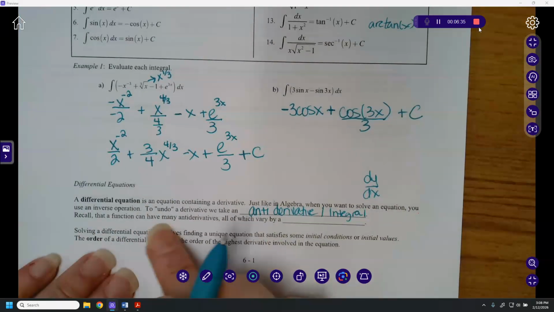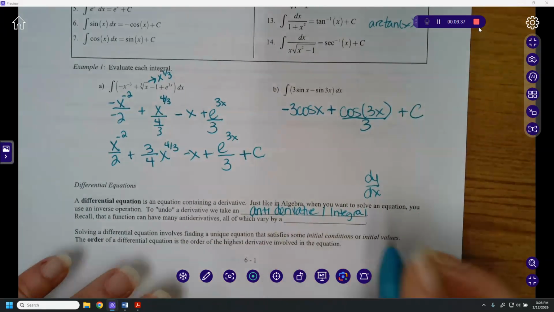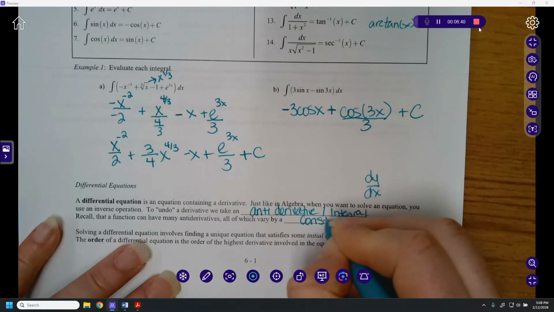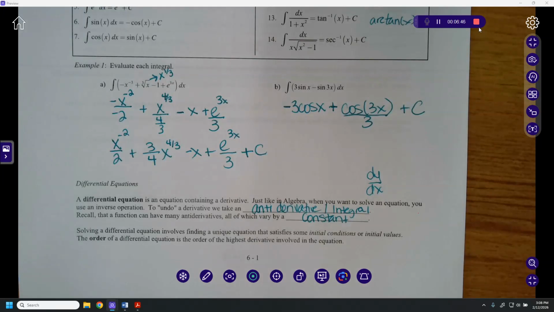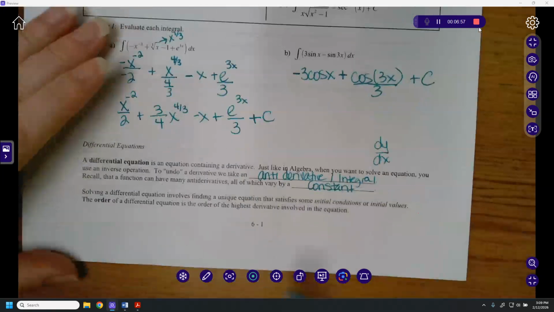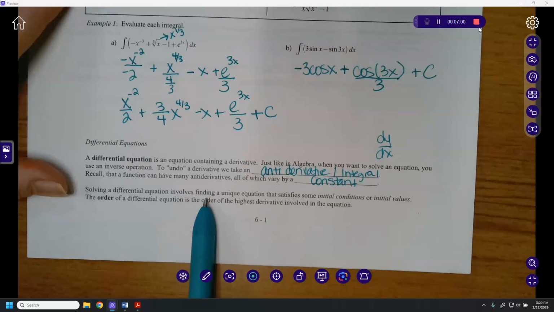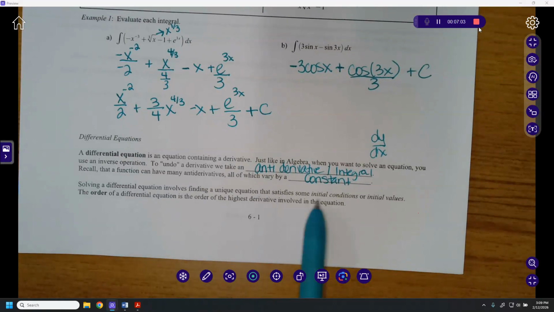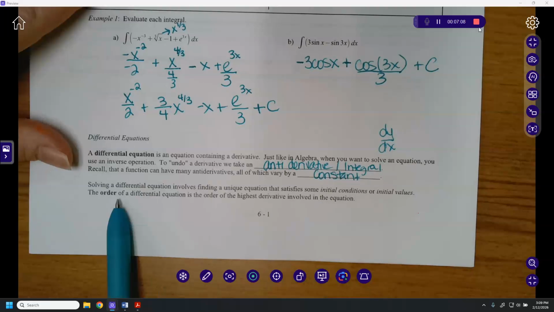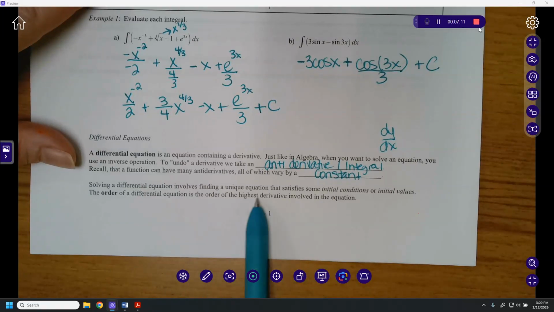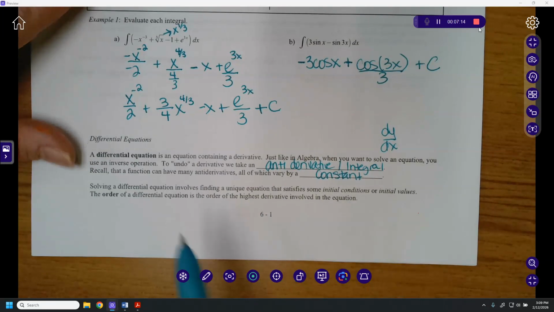Recall that a function can have many antiderivatives, all of which vary by a constant. So we're going to need to then put a constant in here. Okay, so I'm going to show you this just when you don't have 2 variables, just when you have 1. And then I might have to show you one more that has 2 in it. So solving a differential equation is going to involve a unique equation that satisfies some initial conditions. So you're going to be provided with some values that allow you to find the constant. The order of a differential equation is the order of the highest derivative involved in the equation. All right, let's take a look.